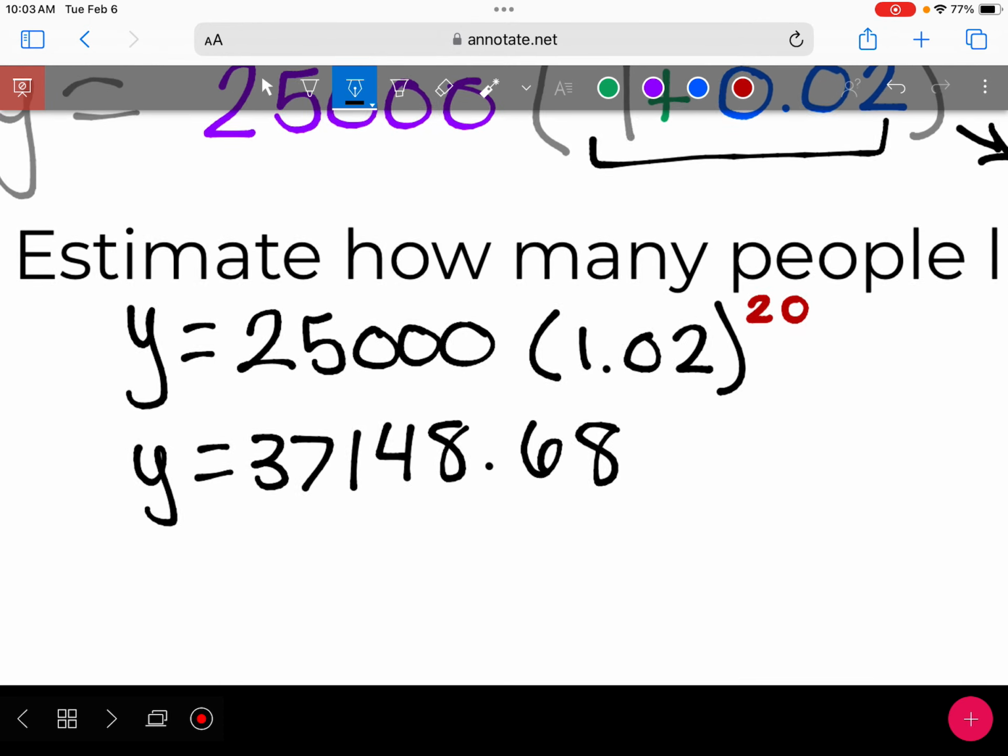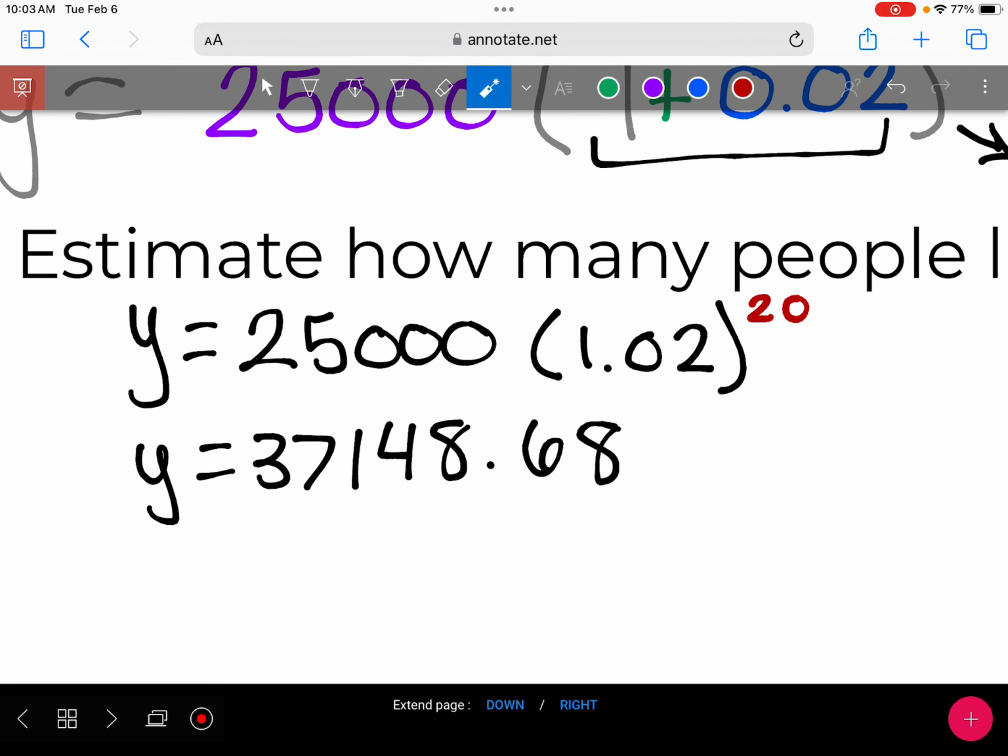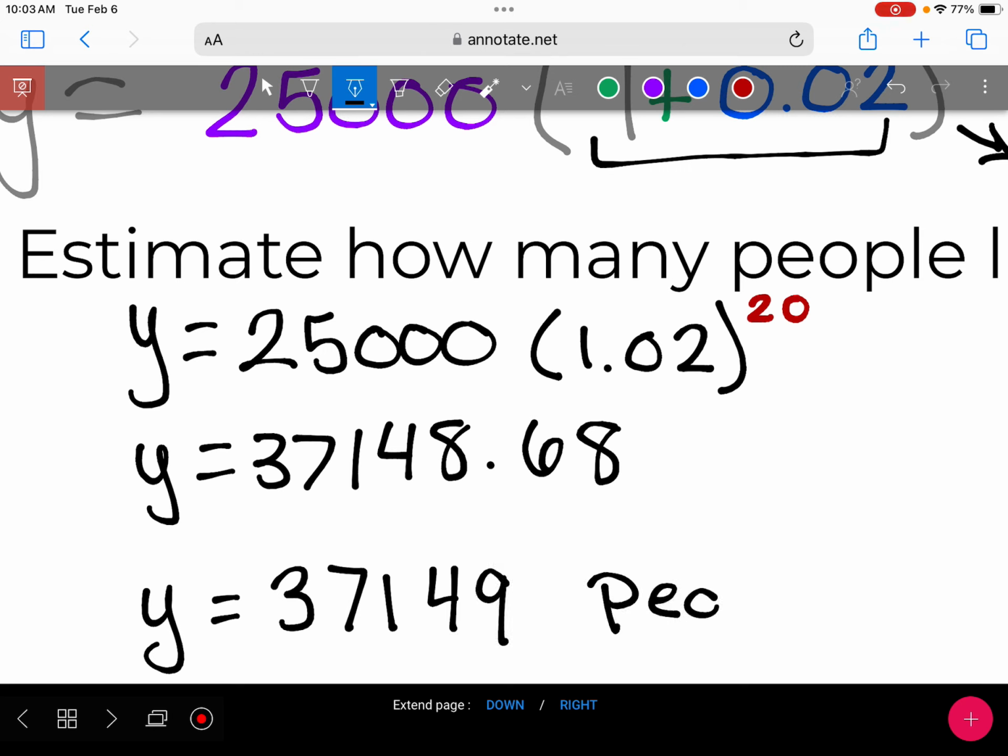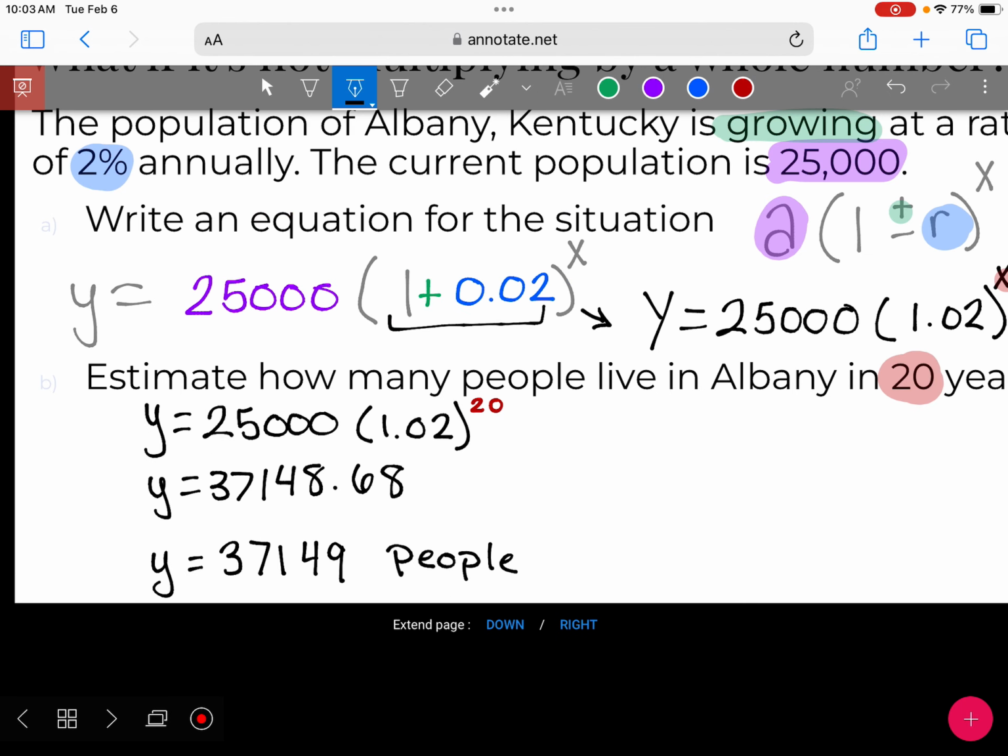Okay, so we're going to round this to the nearest whole unit. So we're going to say they're going to be about 37,149 people. If we have living creatures of any kind, whether you like the creature or not, even if it's fruit flies, even if it's mosquitoes, even if it's alligators, people, do not give me decimals for people.